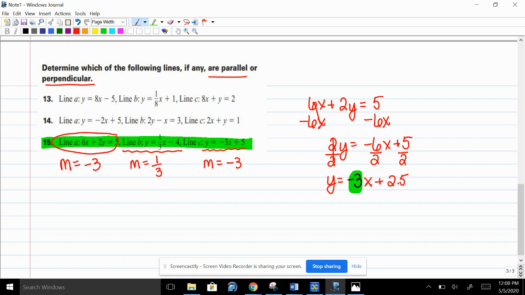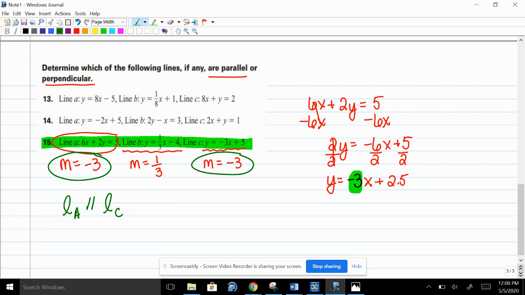And then you take a look at the numbers that you have and you make some decisions. Any numbers that are the same, in this case you got line A being the same as line C, they're parallel. So line A is parallel to line C. On the Google form, you would check that box: line A is parallel to line C.